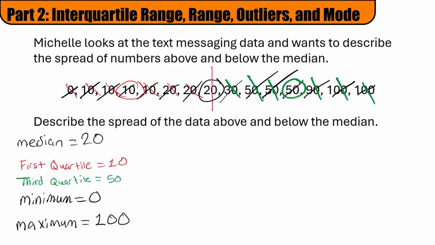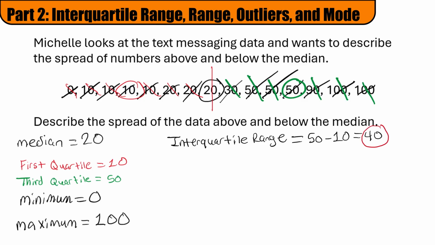Now that we have the 5-number summary, we can use it to describe the spread of the data in more detail. We'll find the interquartile range, the overall range, check for outliers, and identify the mode. First, the interquartile range is found by subtracting Q1 from Q3. So 50 minus 10 gives an IQR of 40. Next, the range measures the full spread of the data from the smallest to the largest value. 100 minus 0 gives a range of 100.